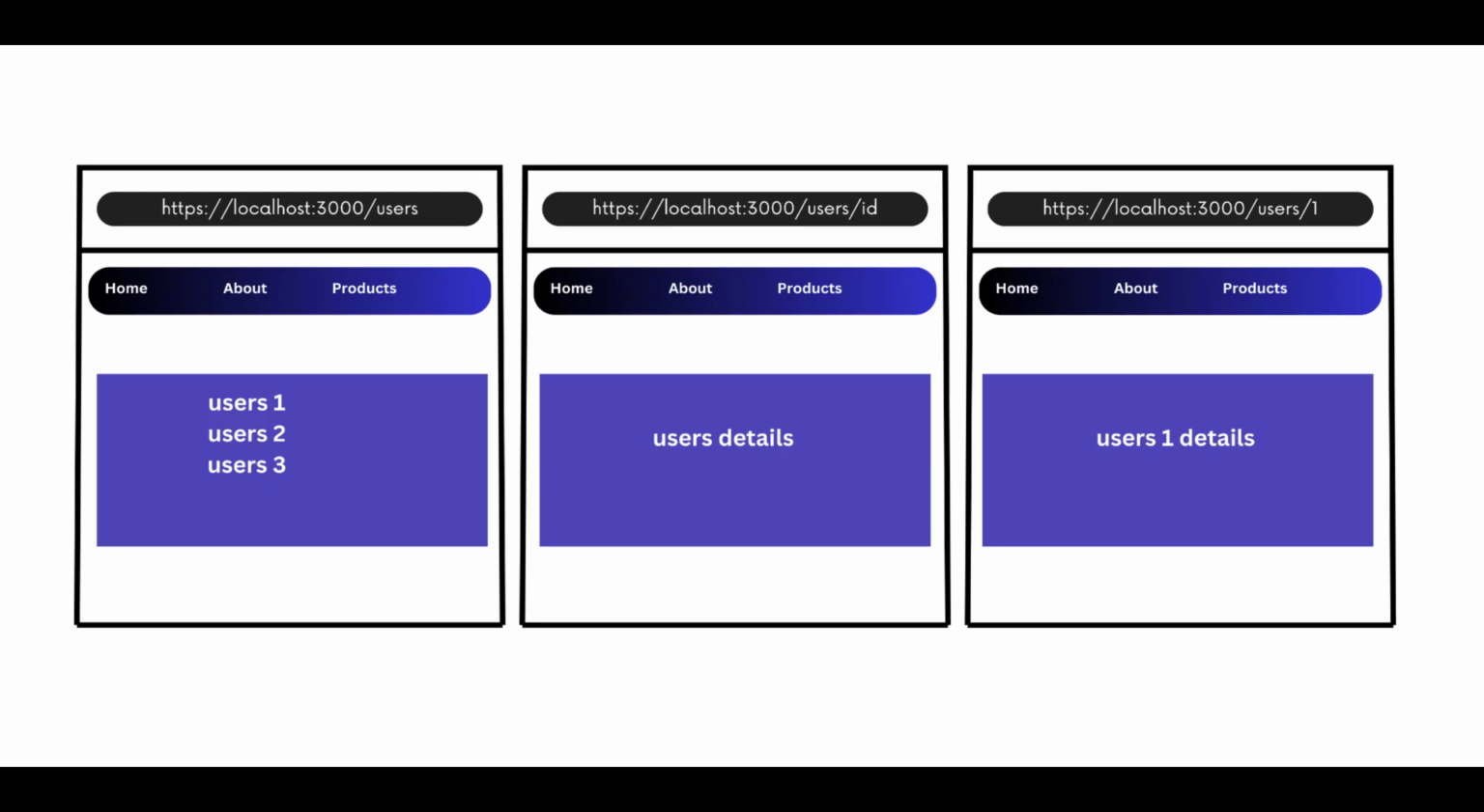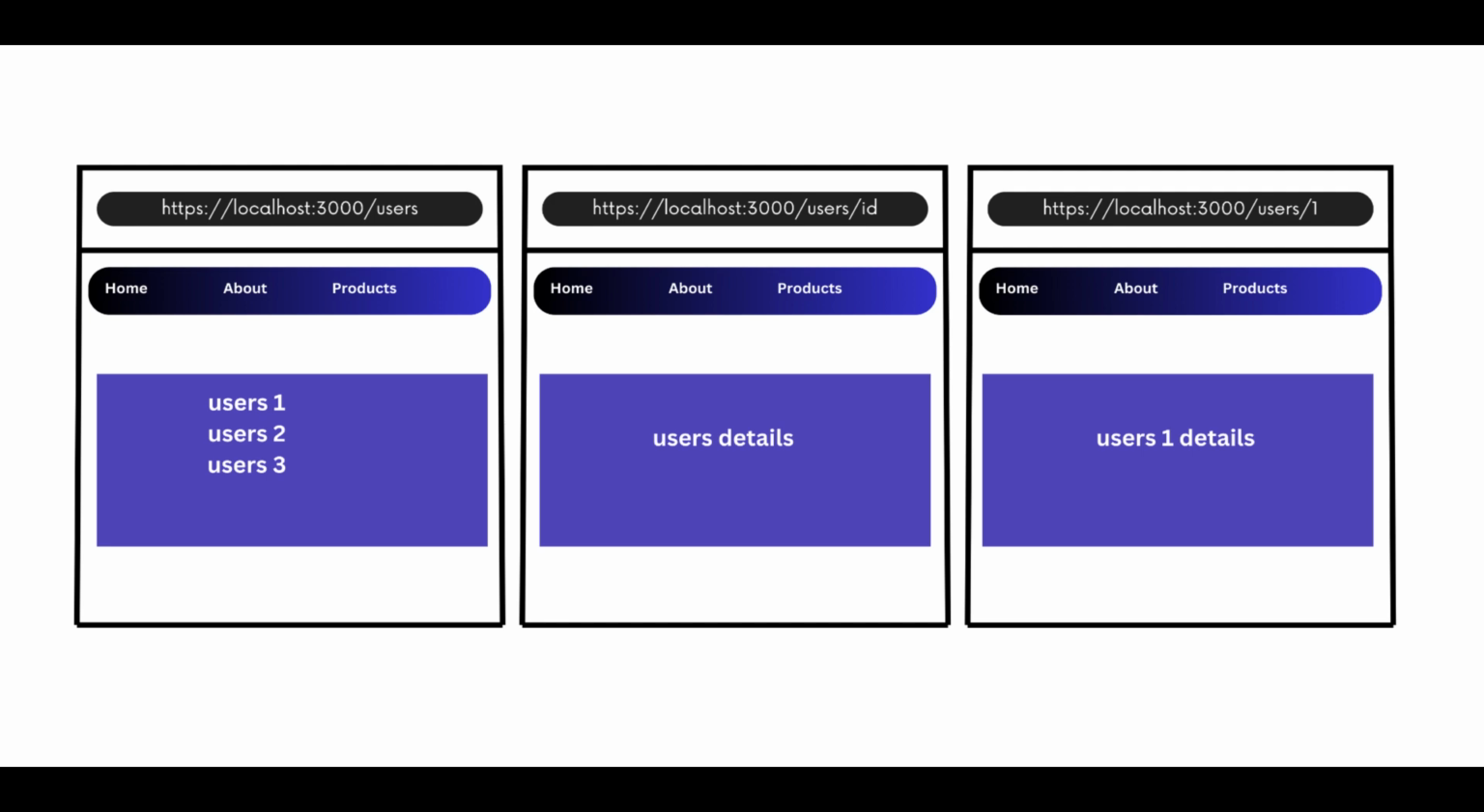Alright, so in the last video we learned about nested routes, and now in this video we're going to learn about dynamic routes and creating dynamic route segments. So let's say we have a social media app, and that social media app has a search bar where you can search a list of users, and in that you have user 1, user 2, and user 3.